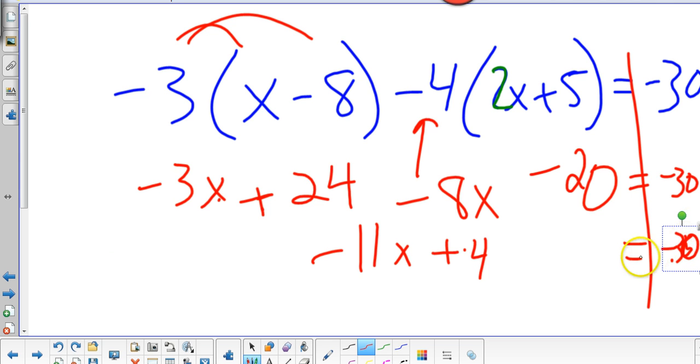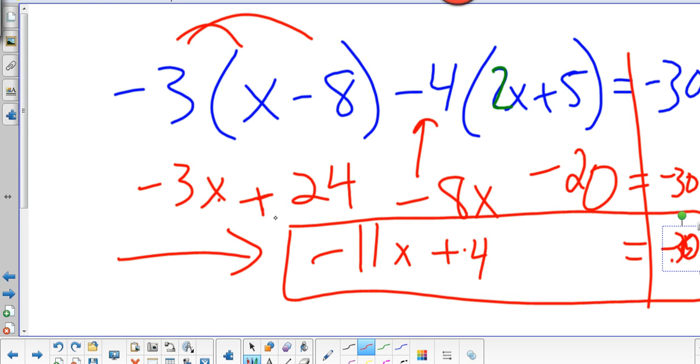And now if I gave this to you at the beginning, you'd say, oh, that's a simple two-step equation. Subtract 4 from both sides, divide by negative 11, and we end up with negative 34 over negative 11, 34 elevenths, which should be 3 and 1/11th.